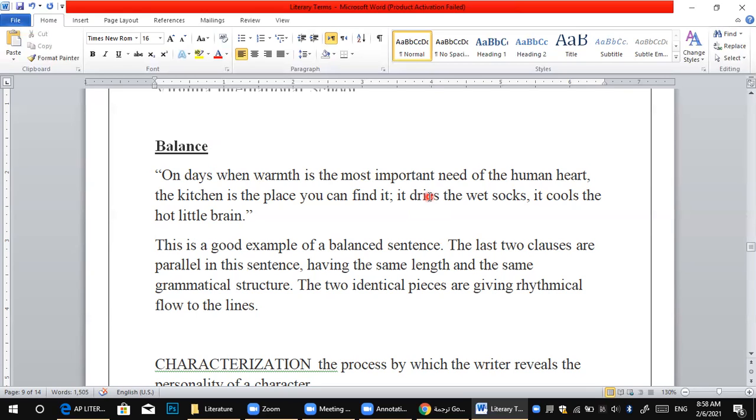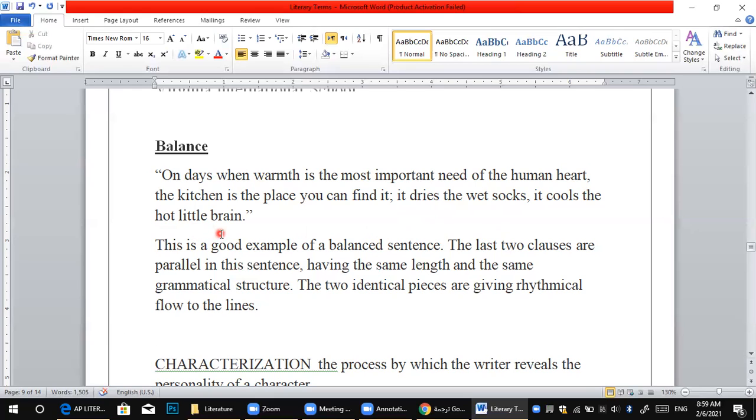So you have to go to the kitchen. Why do you have to go to the kitchen? Because it dries the wet socks, it cools the hot little brain. So here, try to number the two clauses. One, two, three, four, and one, two, three, four, five. I think it's not the number of words, but the grammatical structure.